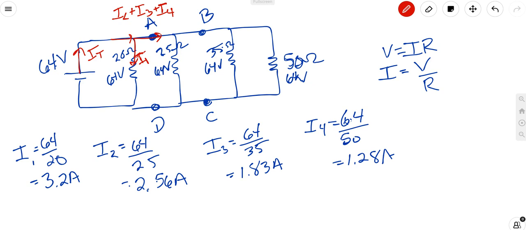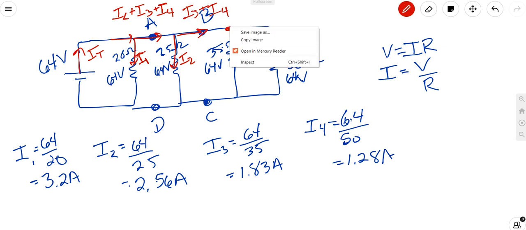Then at the next junction, current 2 is going to leave, and so what's left to go through part B is current 3 plus current 4. When you get to the next junction, current 3 is now going to leave and you're left with only current 4. So at point B, you want to add up the current for resistor 3 and the current for resistor 4.